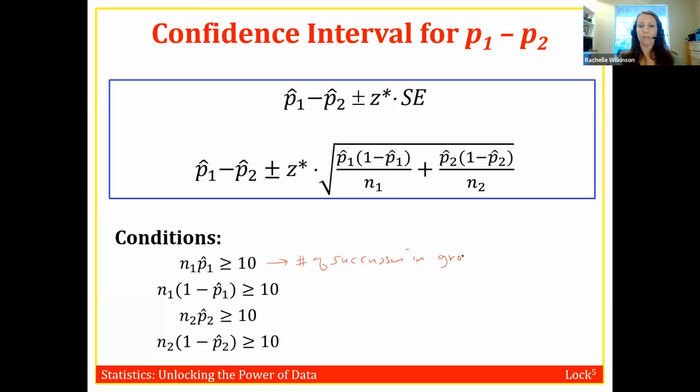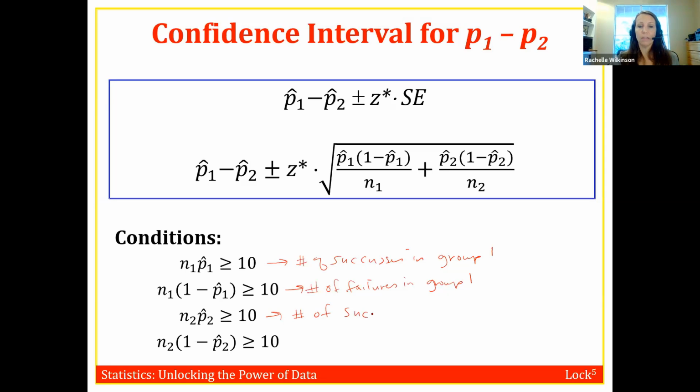Or in group 1, I'll say. So it's the number of successes in group 1. And n1 times 1 minus p hat 1 ends up being the number of failures in group 1. Remember, successes is just the count of whatever it is that we're interested in, whatever that happens to be. So this is number of failures in group 1.